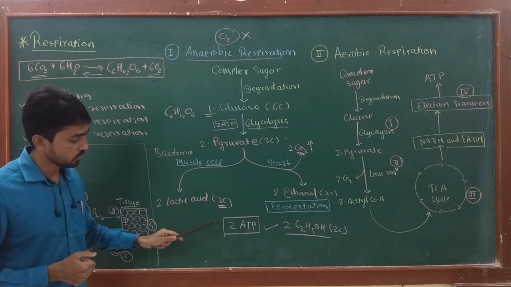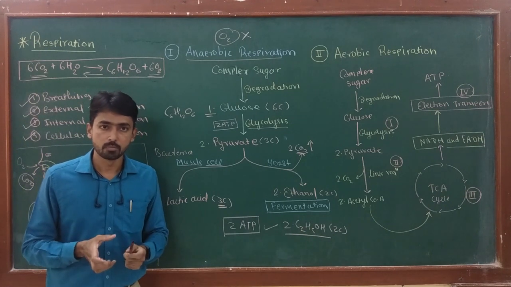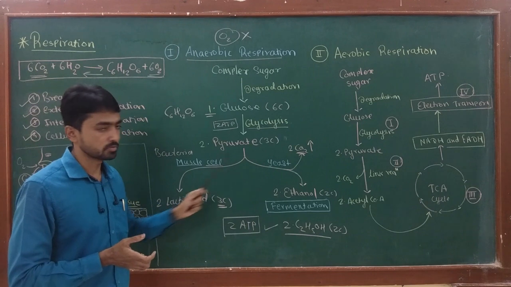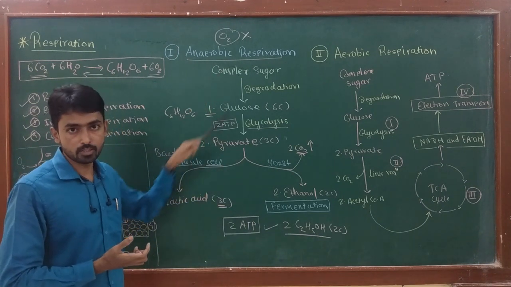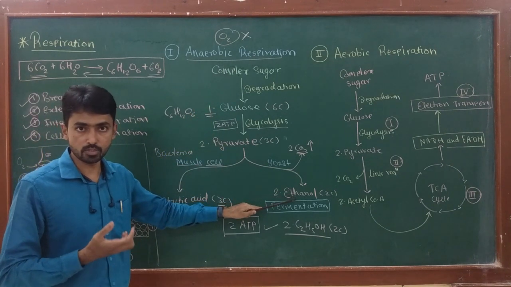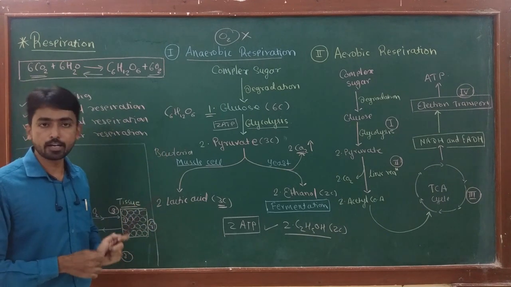And in this process, only 2 ATP are produced. That means this process is not economical. But in the absence of oxygen, these organisms or these cells do not have any other option. So they have to undergo anaerobic respiration. And in anaerobic respiration, complex food is degraded into either ethanol or lactic acid. This is all about anaerobic respiration.